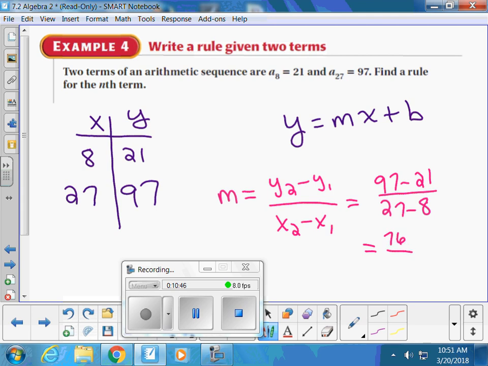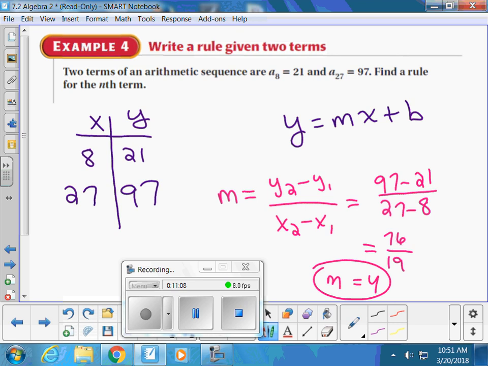27 minus 8 is 19. And now divide the numbers. If you absolutely want to do it all at one time, you would need a set of parentheses around the top and the bottom. There is your constant difference, your slope. 4.